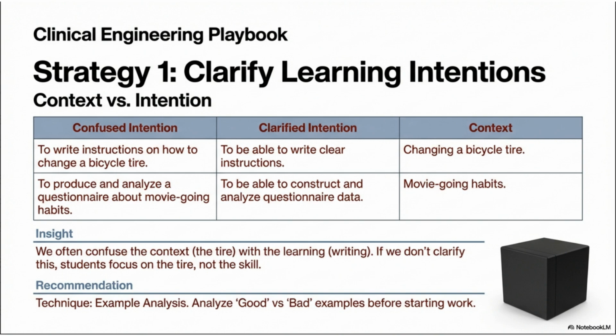Strategy 1 is to clarify learning intentions. We often confuse the context, like changing a bicycle tire, with the learning skill, like writing instructions. Clarifying the intention, such as through example analysis, helps students focus on the skill, not the context.